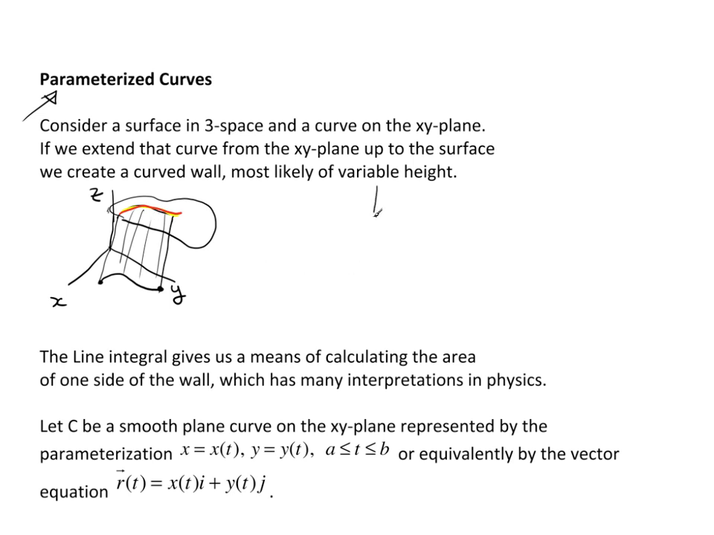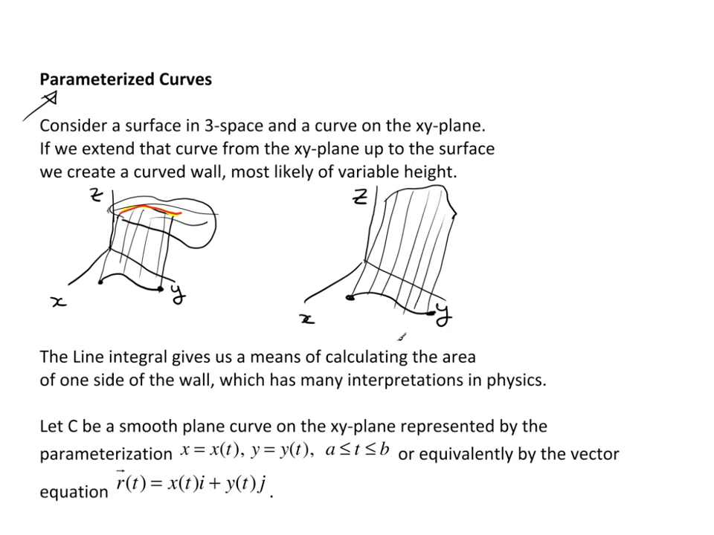So if we get rid of the surface, we've got this thing that kind of looks like this. Now it's shaped the way we see it on the xy plane, but the height could be variable because of whatever this surface is. We don't know the actual shape of this surface. So I can think of this basically as being like a wall or a curtain. Now the line integral gives us a means of actually calculating the area of one side of this wall, which has many interpretations in physics.